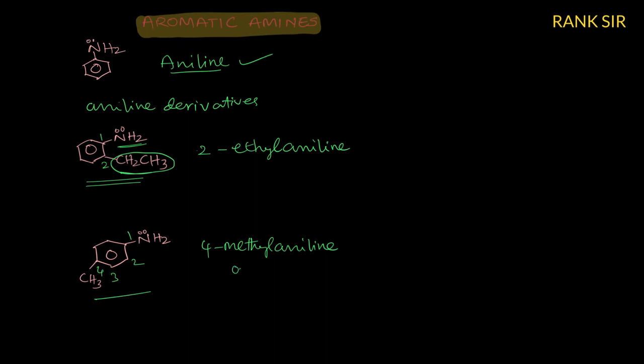Next one, it is also known by a common name. This is called para-toluidine. This is called ortho, 1-2 position, ortho-ethylaniline.